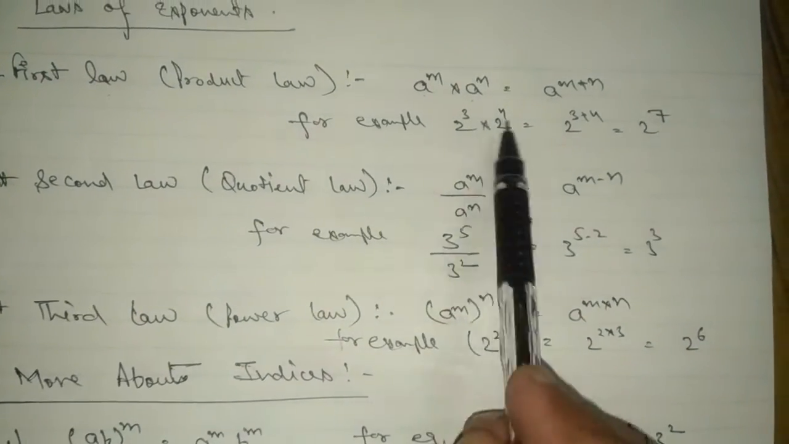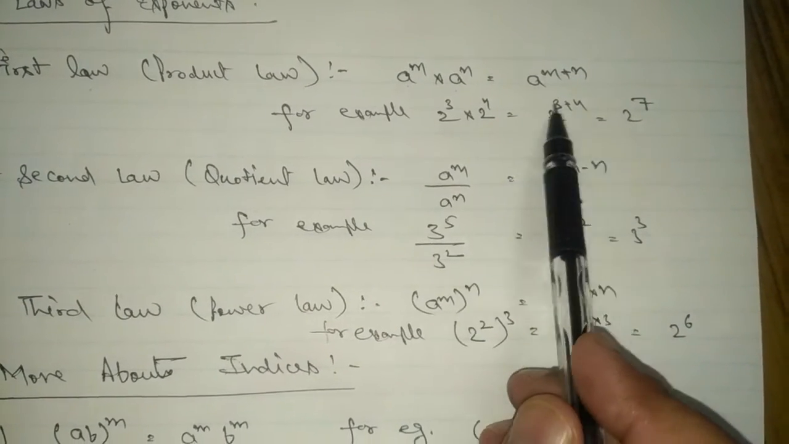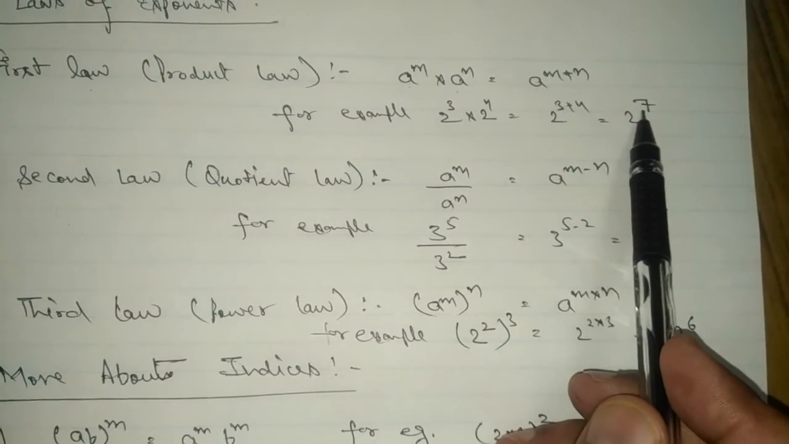For example, 2 to the power 3 and 2 to the power 4. The bases are equal, so you'll have to add the powers. 3 plus 4, 2 to the power 7.